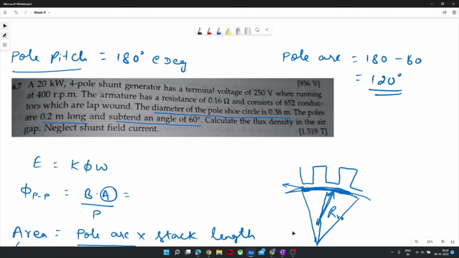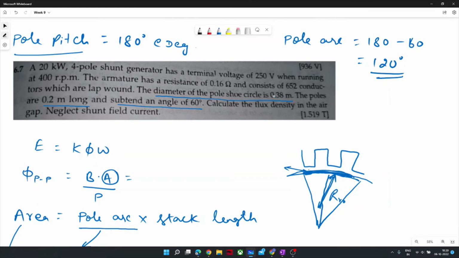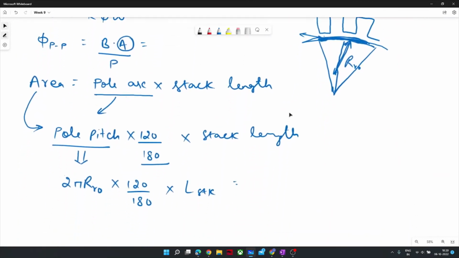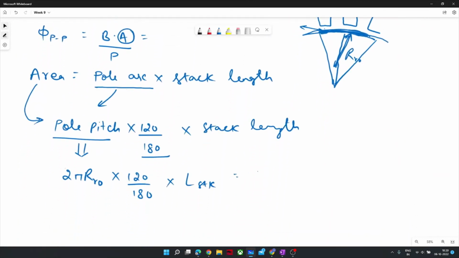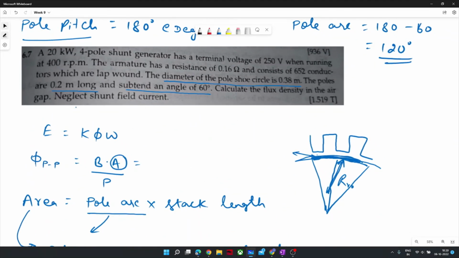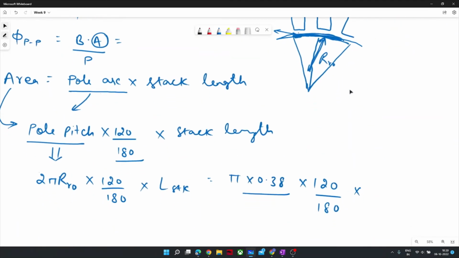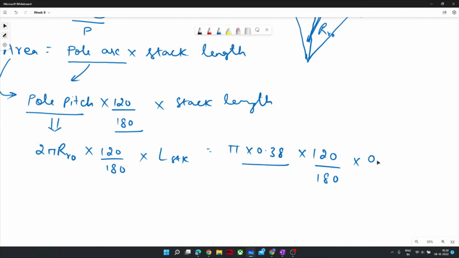So this diameter is given. Diameter of the pole shoe circle is 0.38 meters. So I will take pi into 0.38 meter. And this was divided by pole also, flux per pole, but let me take only the area, active area, as of now. 120 by 180 into the stack length is also given, that is 0.2 meter long. So this is it.